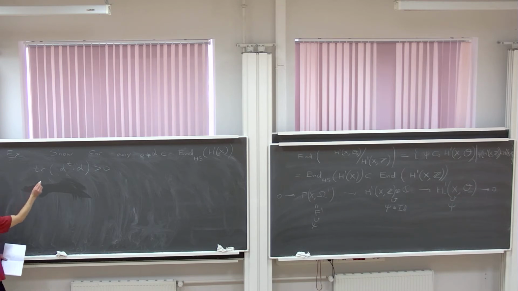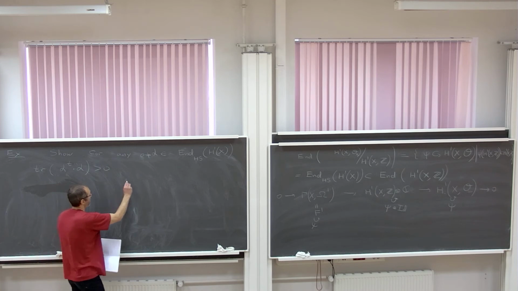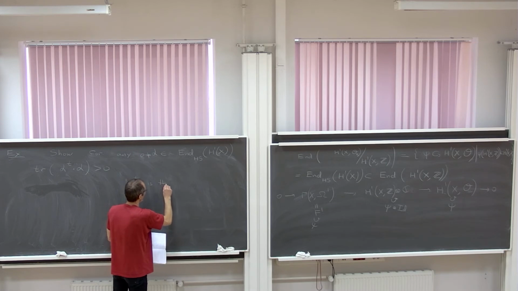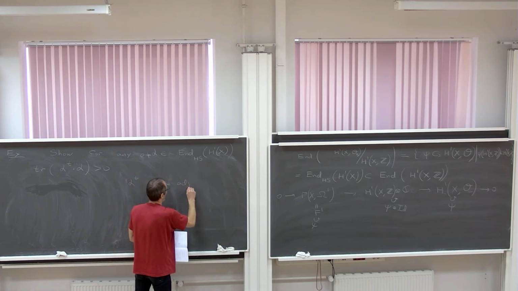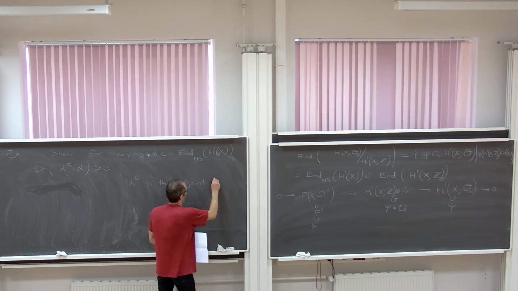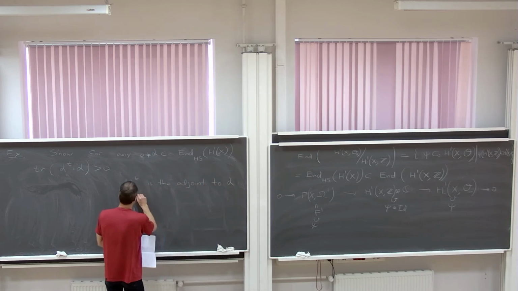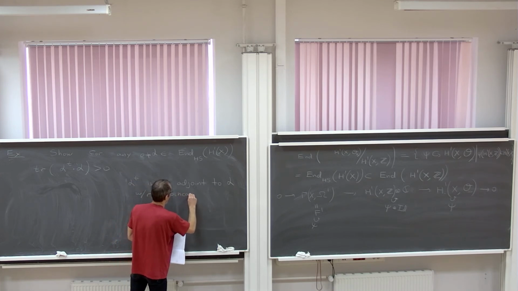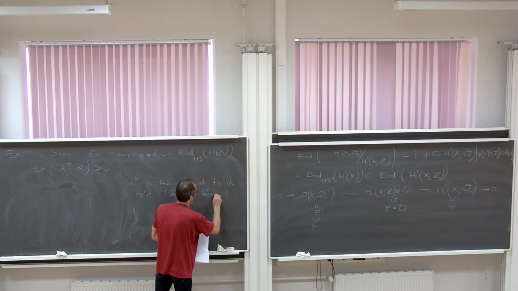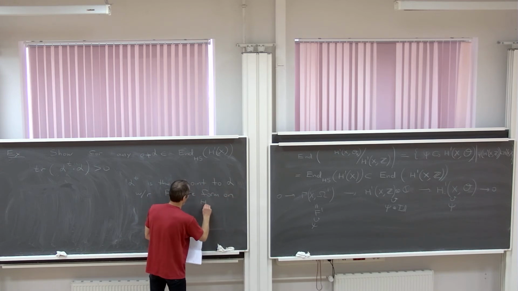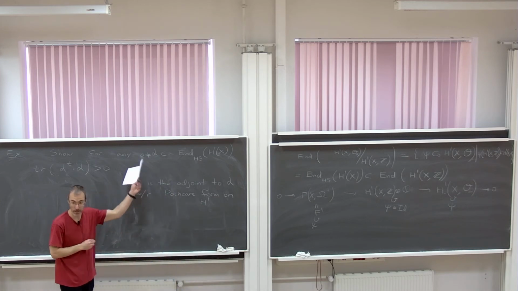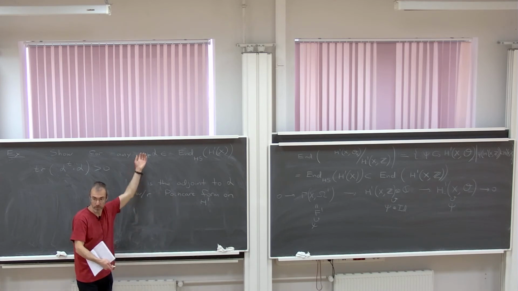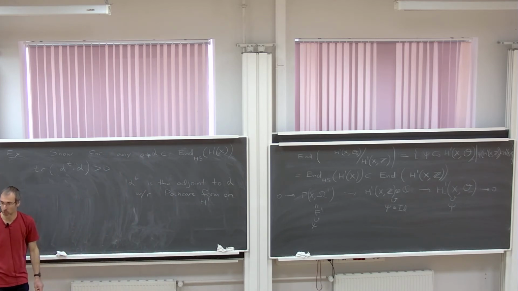So what can you do here? So let's say alpha t is the adjoint to alpha with respect to the Poincaré form on H1. Right? That's the definition. So you take the Poincaré form, you take the product, and you take the trace. So I want to show that this trace is positive.